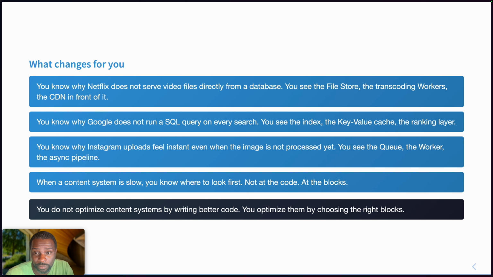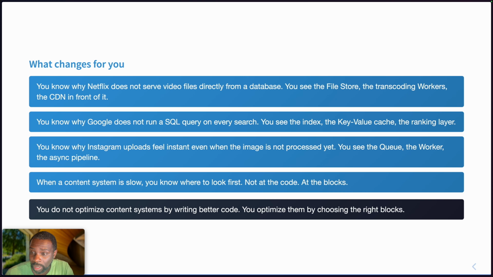After Course 2, 4 things change. You know why Netflix does not serve videos directly from a database. You can see the architecture behind it, the file store, the transcoding workers, the CDN in front of it all. Not because someone told you Netflix uses a CDN, but because you understand what the file store plus queue plus worker pattern does. You recognize it when you see it. You know why Google does not run a SQL query on every search. You can see the inverted index, the key value store cache, the ranking layer. You understand why each block is there.